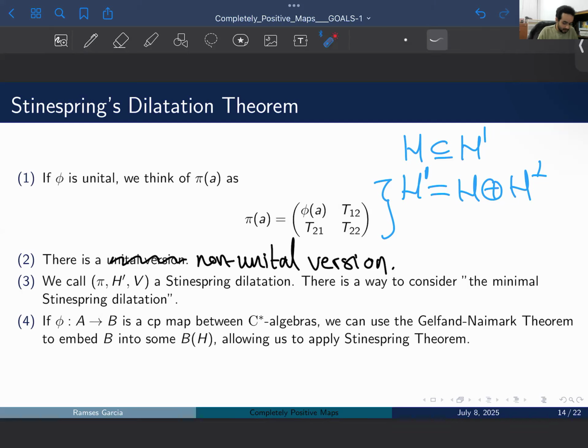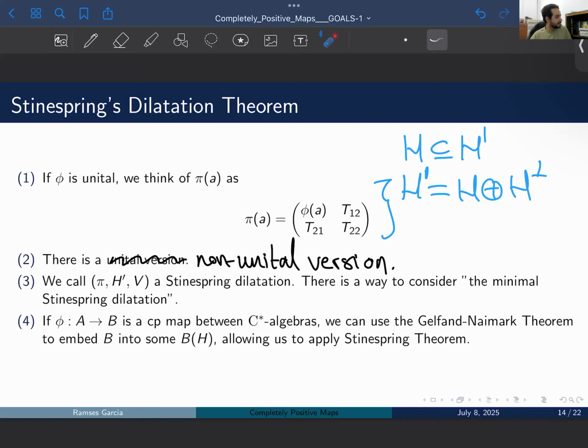And we call (P, H prime, V) a Stinespring dilatation. And there is a way to define the minimal Stinespring dilatation. I'm not going to define it. You have to talk about density of some subspace. And under that density condition, this minimal Stinespring dilatation is unique up to unitary equivalence. So this is important because when you consider the minimal Stinespring dilatation, there is a canonical way to associate a dilatation.